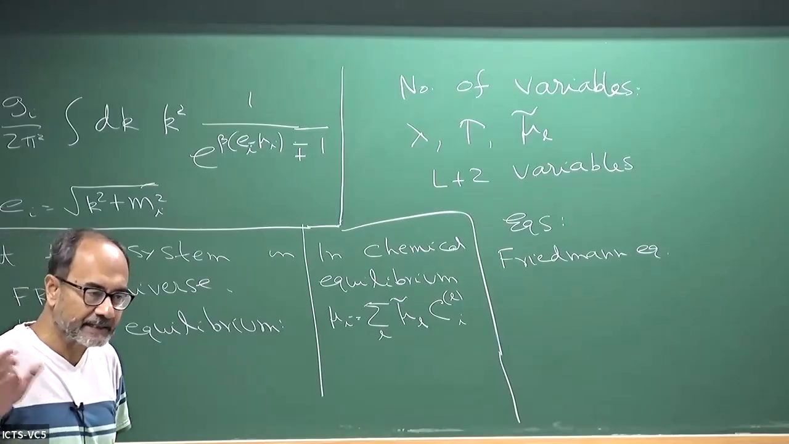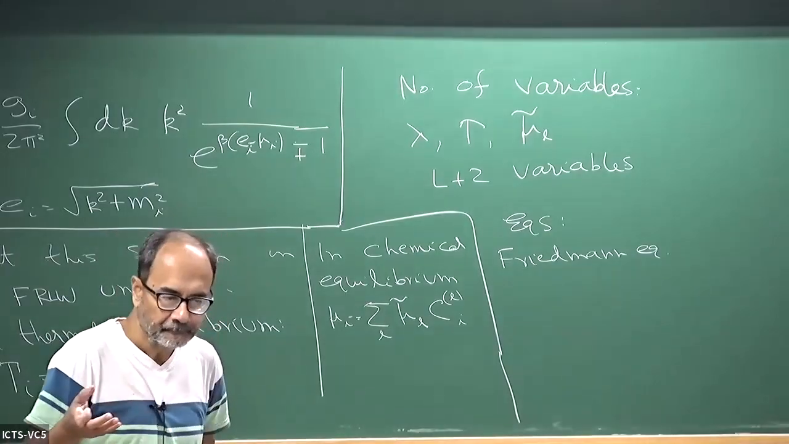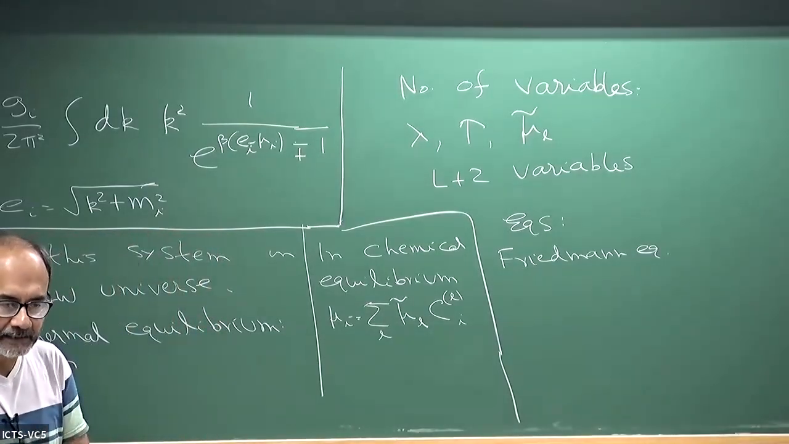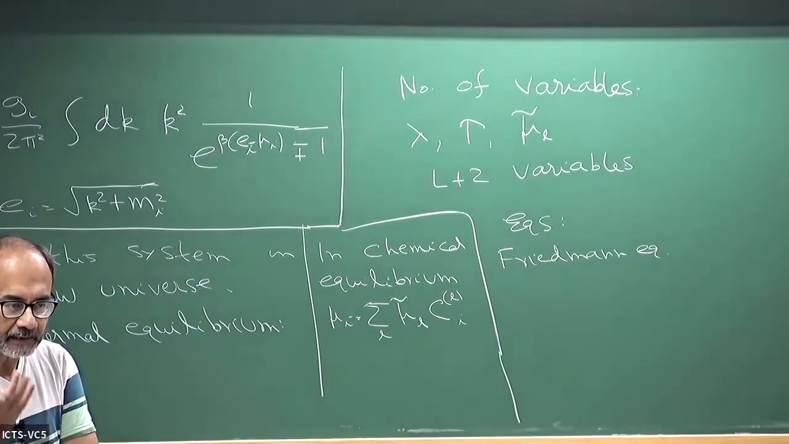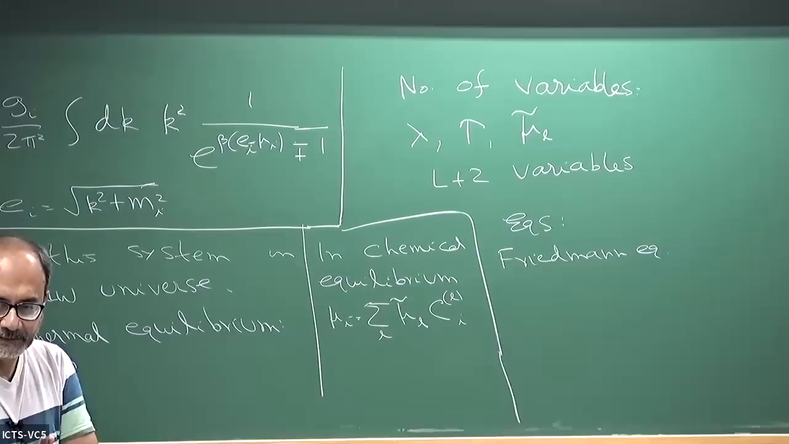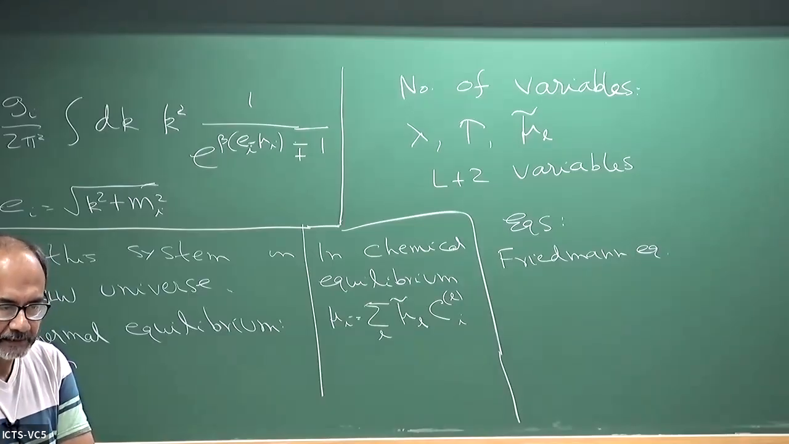I mean, the earlier cases that we dealt with, for example the matter, there you assume that the matter particles are just fixed. The number of matter particles doesn't change. And in the case of radiation, we know mu is 0, so that variable was not important. But in general, that is not the case.